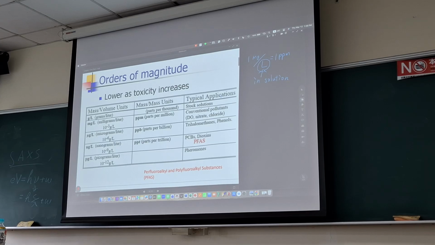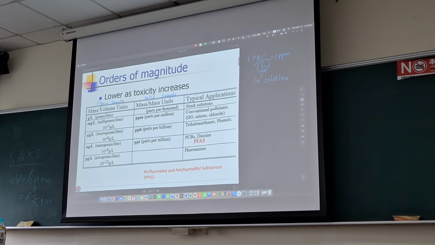Okay, so this is the summary. This is mass over volume, which is good for liquid samples. And this one is good for solid samples.